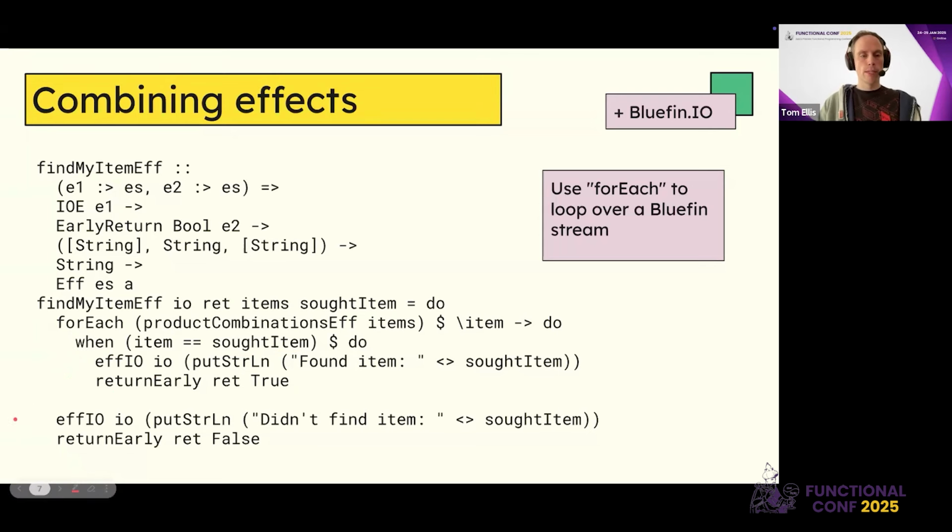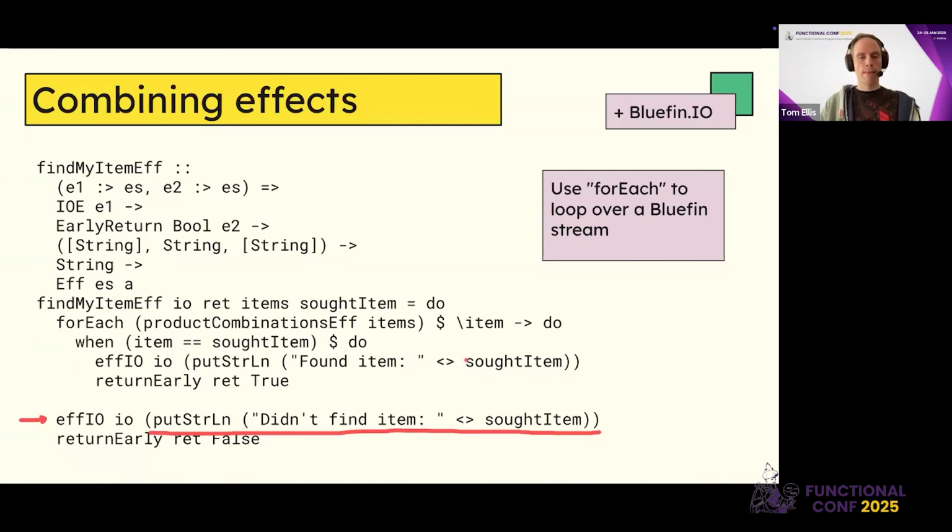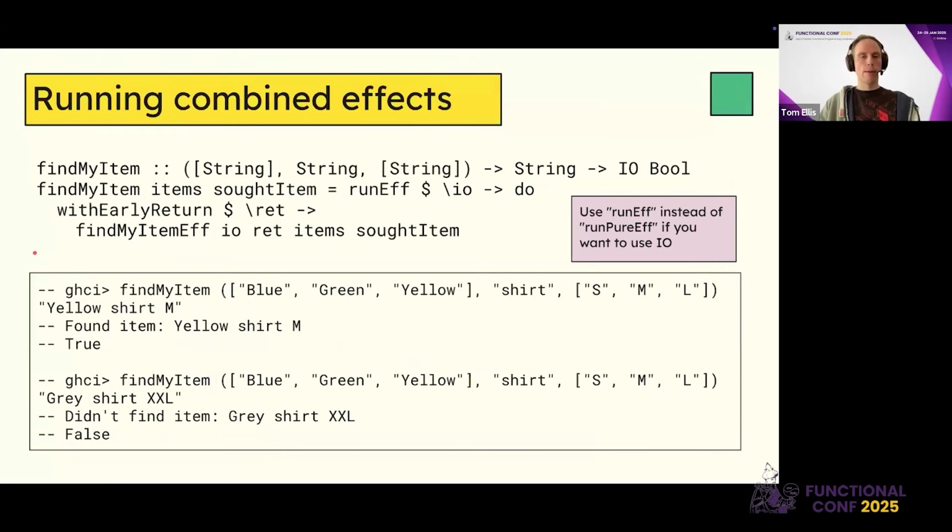So when that happened, we then proceeded to execute the next lines of code. And the first one is using the IO capability to run an IO action, and it's going to print to the screen, didn't find the item, and it's going to tell you which item you were looking for. So if we go back to the output, it didn't find the item gray shirt extra, extra large. That was the one we were looking for. It wasn't in any of the combinations. And then it returns early with the value false. And that's exactly what's happened here. The overall result of running this Bluefin action as a Haskell IO action of type IO bool, well, the bool that's being returned is false. So that is how we got to this stage of execution.